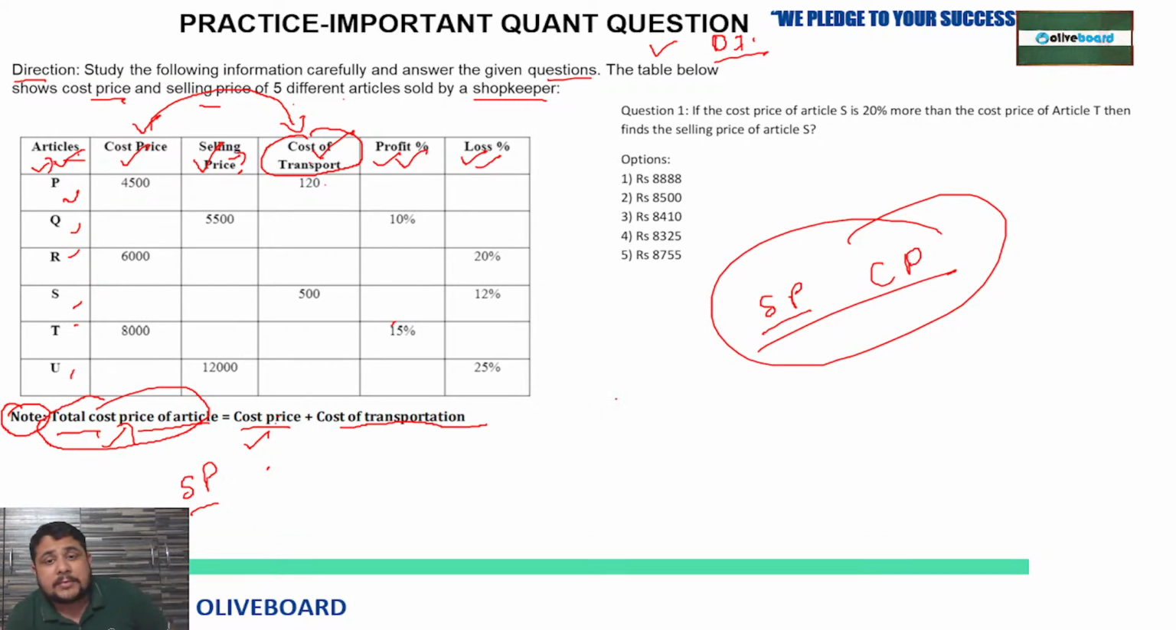Okay. So let's read out the first question. Hope you understood the table, what is given here. Different data, some of the data are missing, but you cannot fill out those data with the help of the given detail in the table. So let's move on to the question, and as per the question condition, we have to put out the value. Question 1. If the cost price of article S is 20% more than the cost price of article T, then find the selling price of article S.